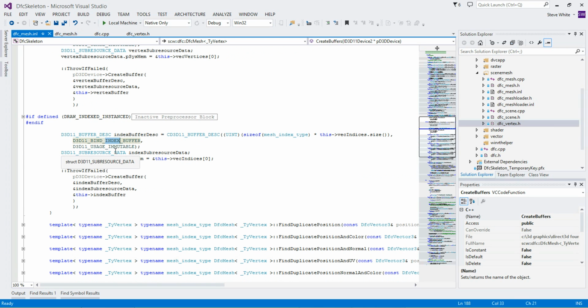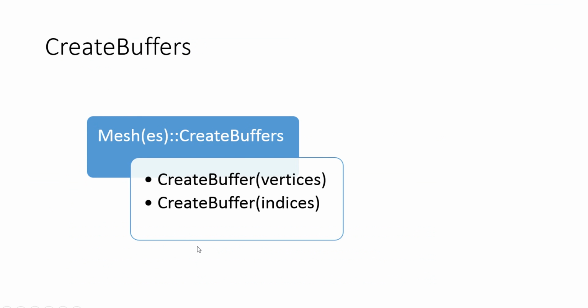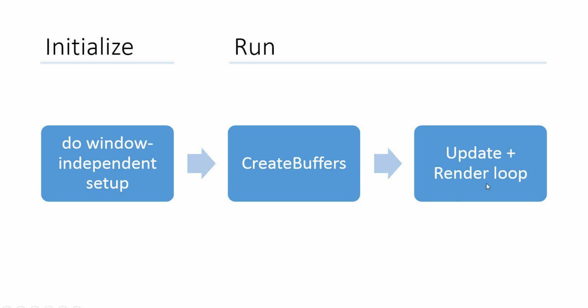This time we say it's an index buffer, and set up the pointer to the first element, and then again, same pattern, just calling create buffer. This time it's described as an index buffer, so the device will know what to do with it. So in the next video we'll go into the update and render loop.